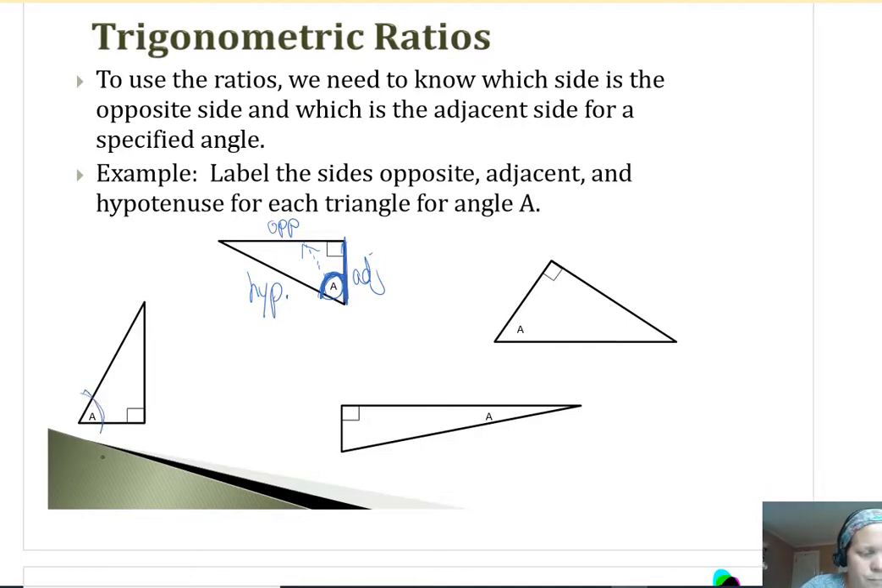The first one all the way to the left. So angle A is down in the bottom, so label hypotenuse. Then opposite of angle A, go across from angle A, so that's going to be the vertical side. And then the adjacent will be the one down on the bottom.